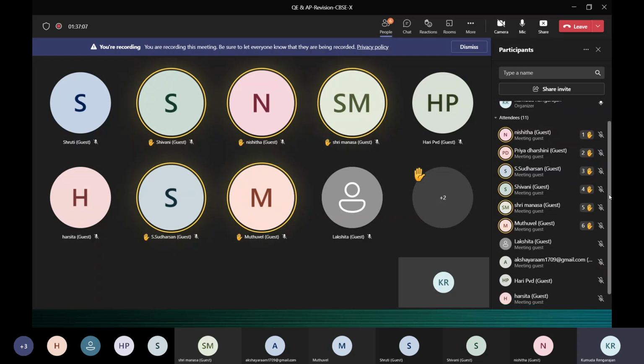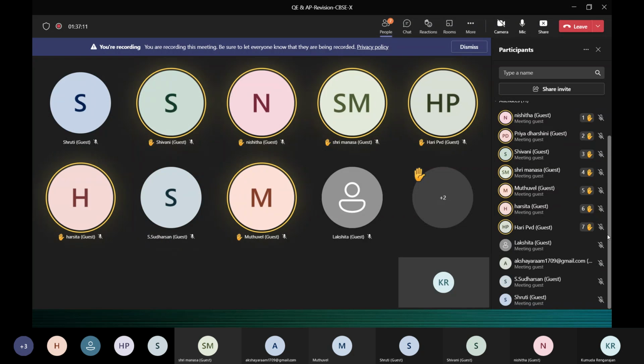Priyadarshini, Sudarshan, Priyadarshini, Shivani, Manasa, Muktavel, Harshita, Hariharan. Where are the others? Darshan.